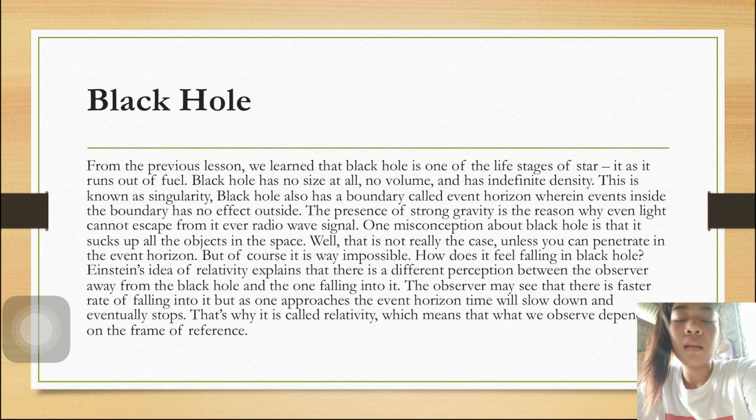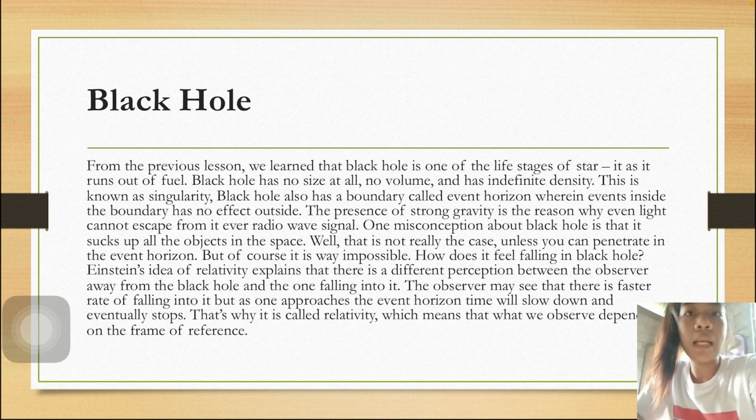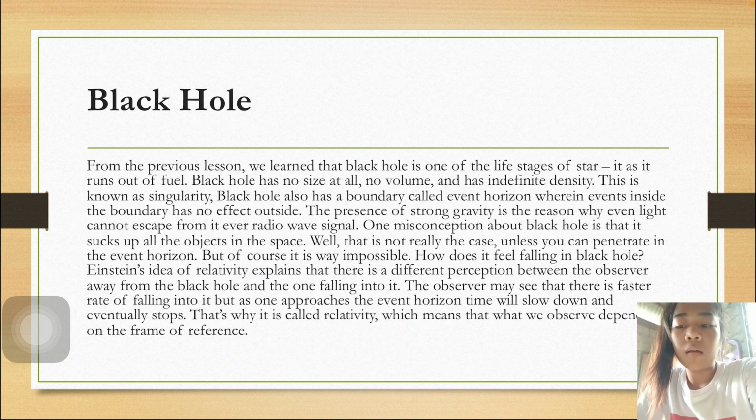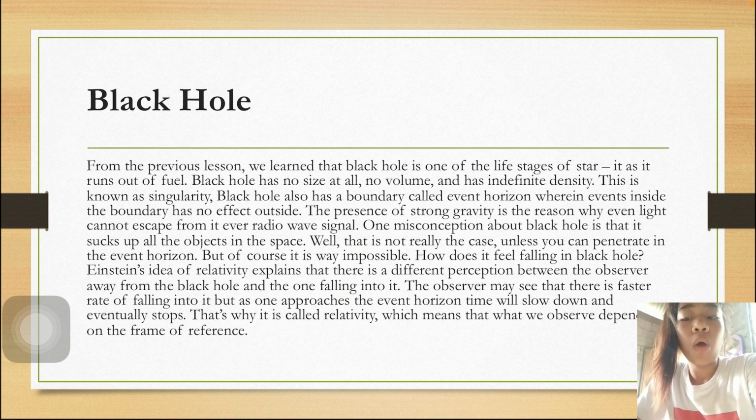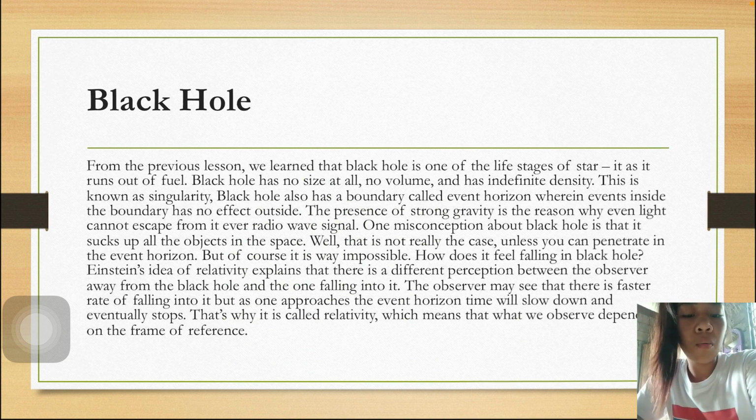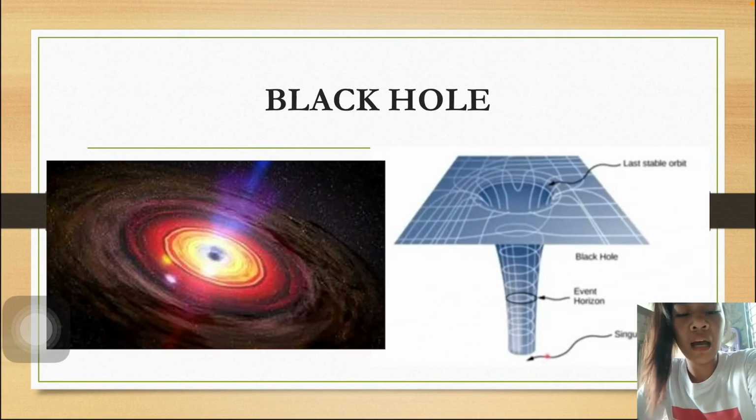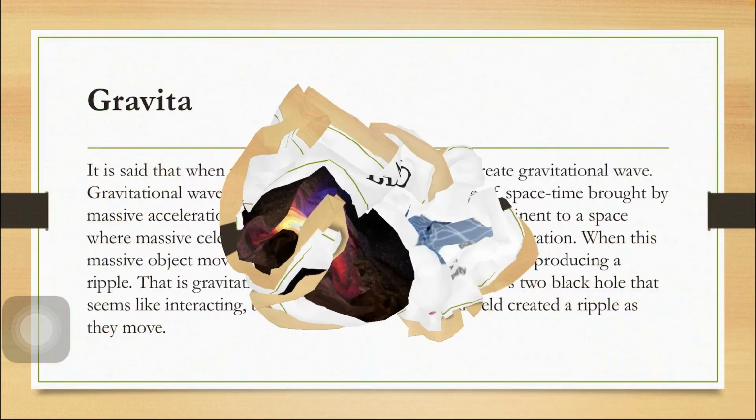Black hole. Ang black hole ay isa sa yugto ng buhay ng mga bituin. Ito ay walang sukat, volume, at may hindi tiyak na density na kilala sa singularity. Ito ay meron ding hangganan na tinatawag ding event horizon, kung saan ang mga nangyayari sa loob ng hangganan ay walang epekto sa labas. Kaya naman, ang pagkakaroon ng malakas na grabitan nito ang dahilan kung bakit ang liwanag ay hindi nakakalabas kahit na ang radio wave signal.